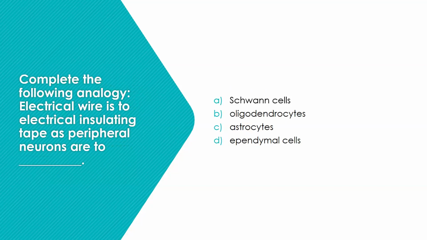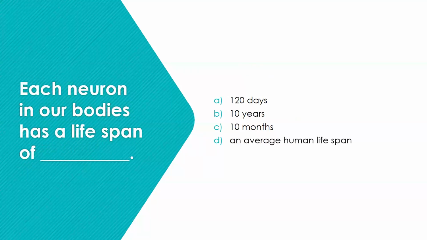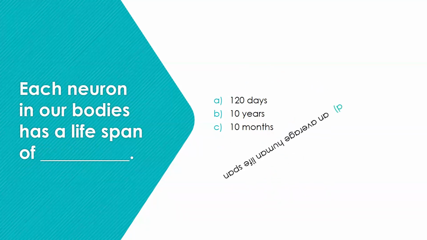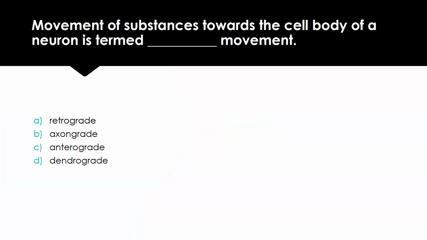Electrical wire to electrical insulating tape is peripheral neurons to what type of cell? Schwann cells. Remember, Schwanns are the insulators, the myelin producers peripherally. Oligodendrocytes are the same centrally, so central nervous system. So if I ask the same thing for central neurons, it'd be oligodendrocyte. How long do neurons live? D, this whole time, lifelong, forever, until they die. Yep, your lifespan. Which is why we want to keep them.